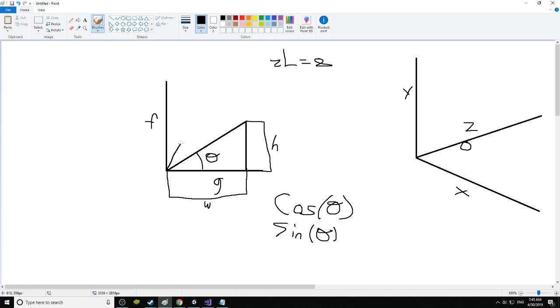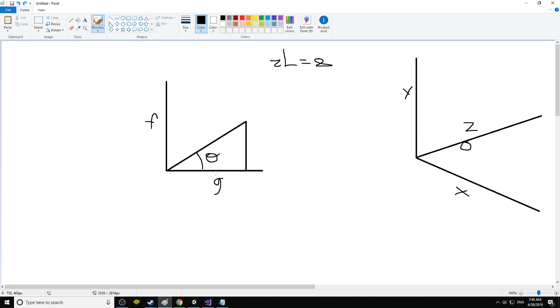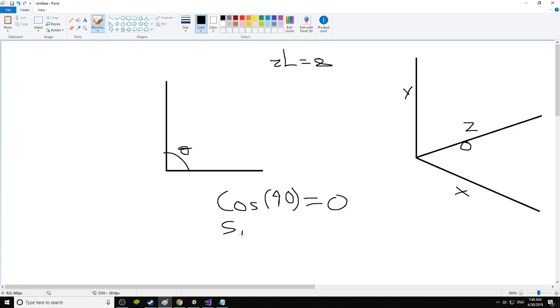Okay? And so as this angle increases and gets closer and closer to looking straight up, the width, or the cosine of theta, gets closer and closer to 0 until it eventually hits 0. So let's say we made an angle that was straight up. What is this angle? That's a right angle. That's 90 degrees. So what is the cosine of 90 degrees? It happens to be equal to 0. What is the sine of 90?